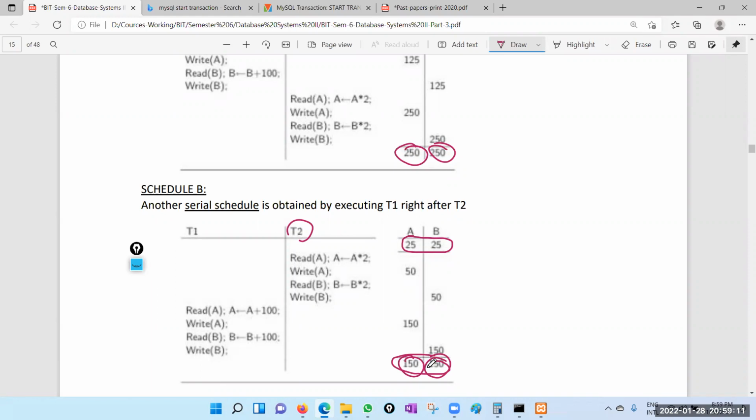Right? So therefore you don't think that all serial schedules are going to give you the same output. No, we are not interested in the output, but we are interested in whether it is valid or not, business rules wise. As long as those are valid business rules wise, we don't care about the final value.